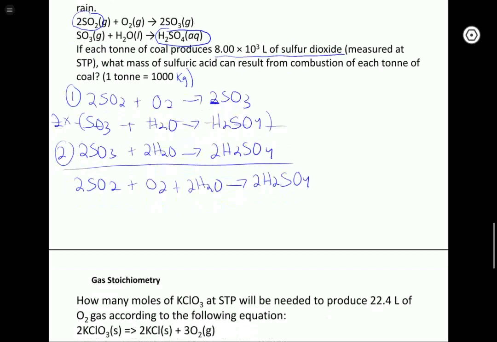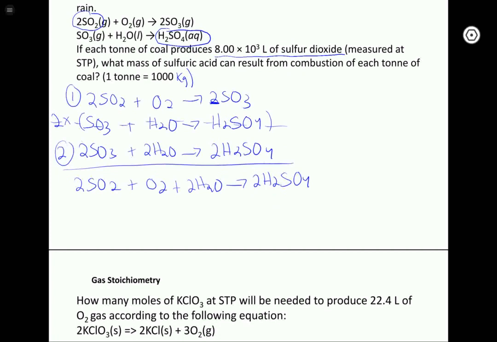So this is what we have for our balanced reaction, and this is important because now it shows us that the molar relationship between SO2 and H2SO4 is 1 to 1. We're given the individual steps. We have a coefficient of 2 in front of SO2, but only a coefficient of 1 here, but we need to modify that second step to be able to combine the reactions appropriately.